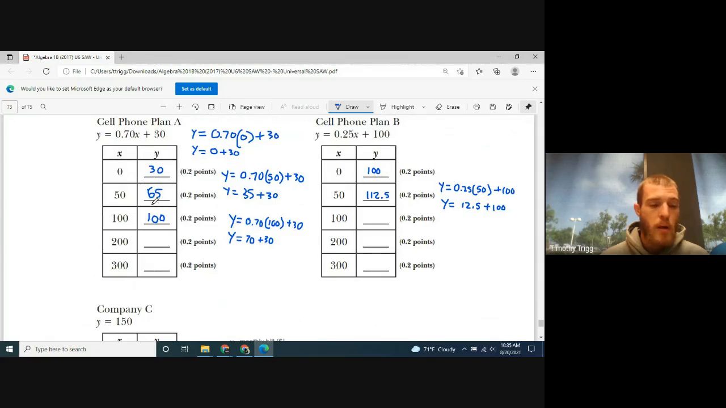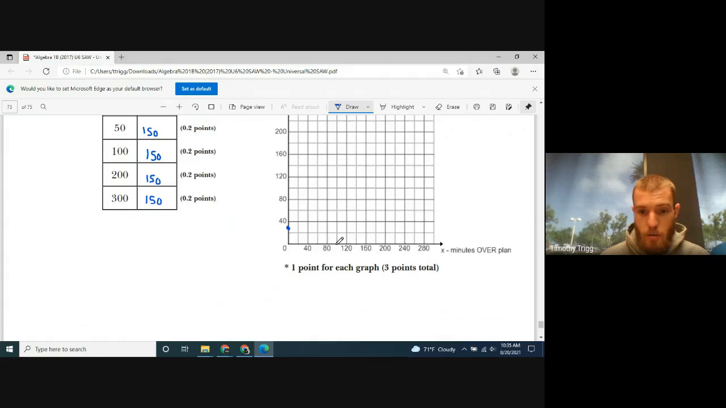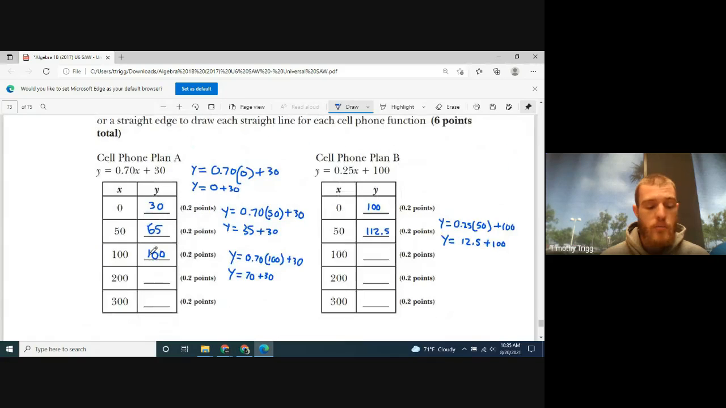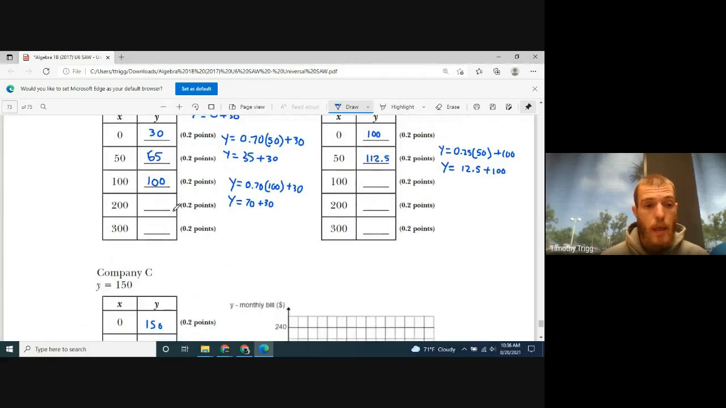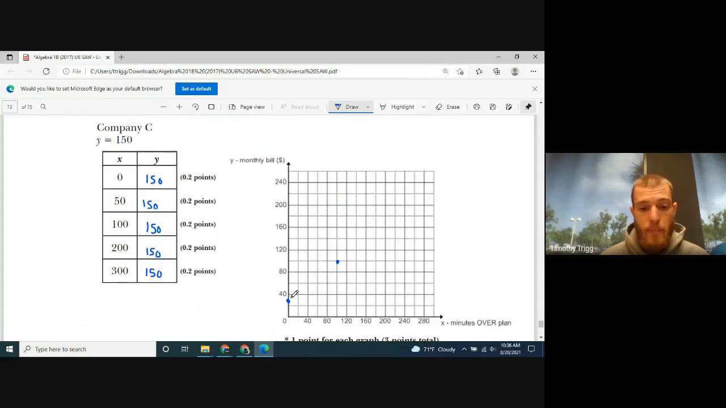Also, probably the easier point to use would be 100, 100. So I'm going to use that. 100 right here, 100 right here. Now, you should be able to graph all of the points on this chart. And the points, when you graph them all, they should line up and form a straight line.